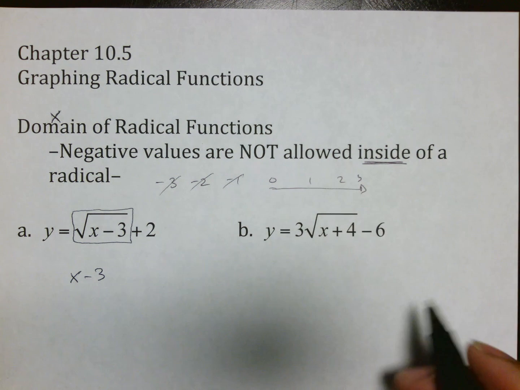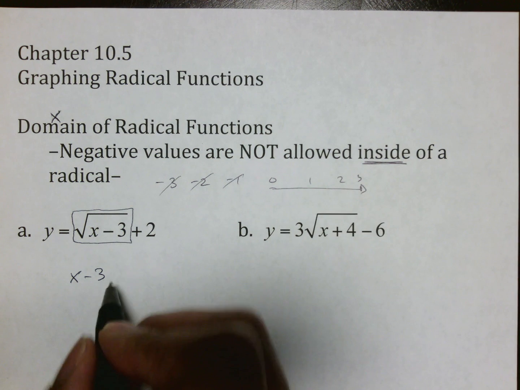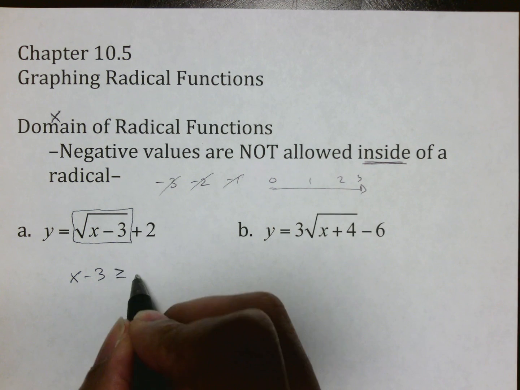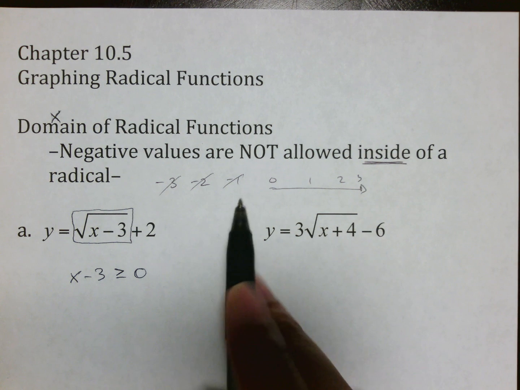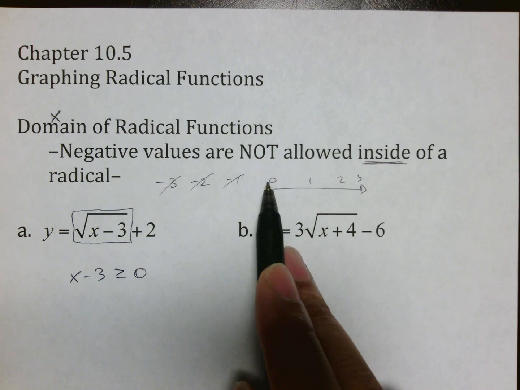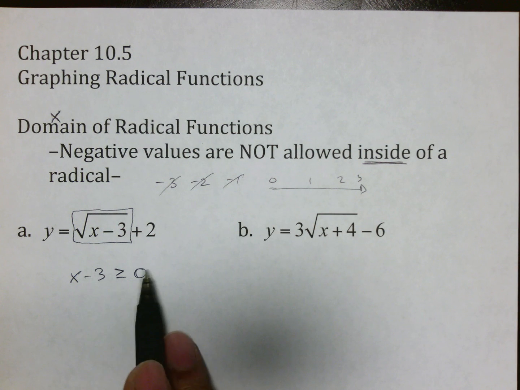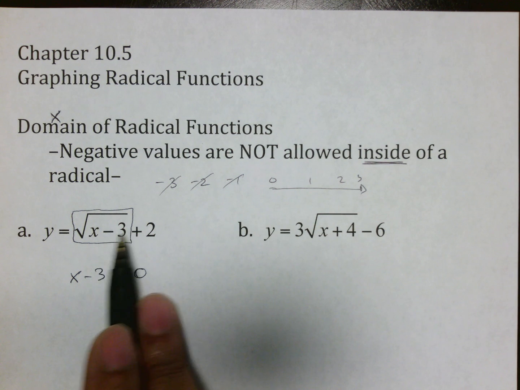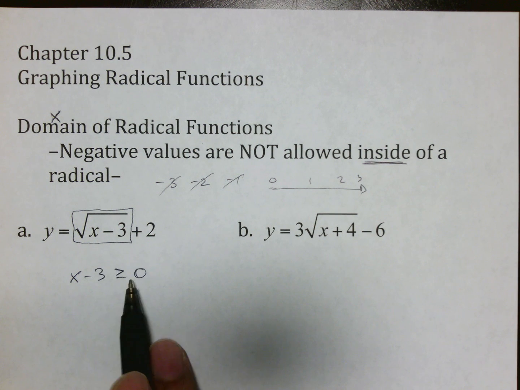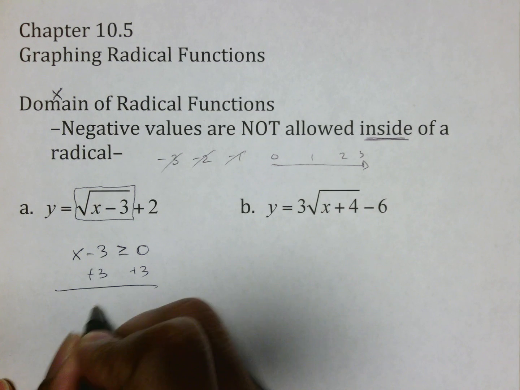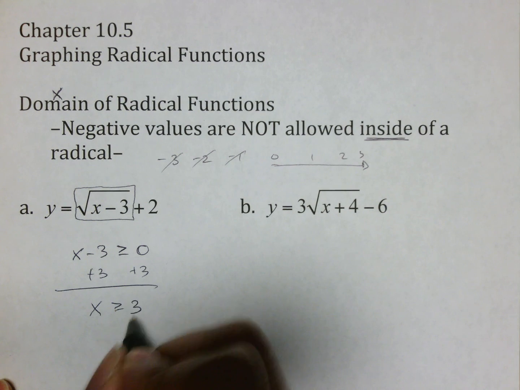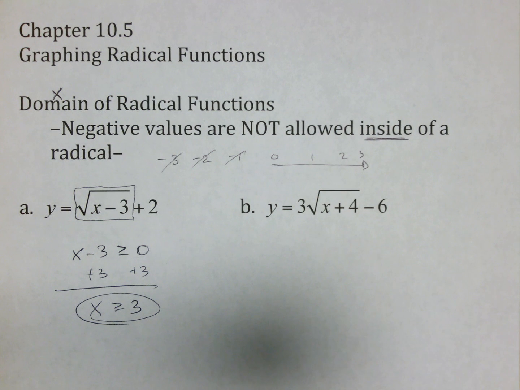Which means what you will say is that x minus 3 must be greater than or equal to 0. And that is the symbol you have to remember, because you have to be 0 and higher, you cannot be any lower than 0. Whatever is on the inside, so x minus 3, must be greater than or equal to 0. Then you simply solve it. So add 3 to both sides, and your domain is that x is greater than or equal to 3. That is it. That's all it takes.